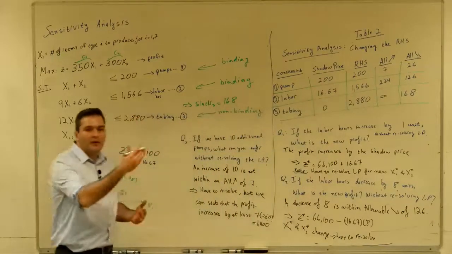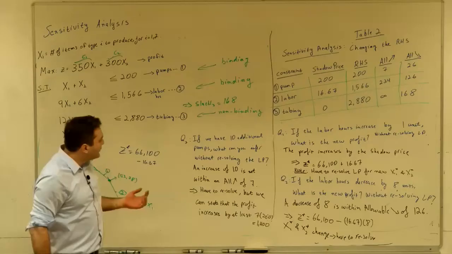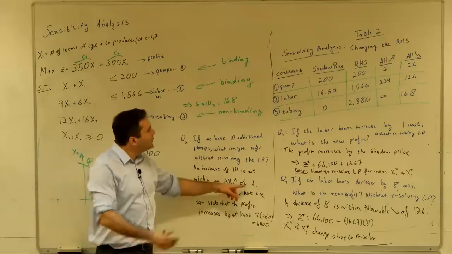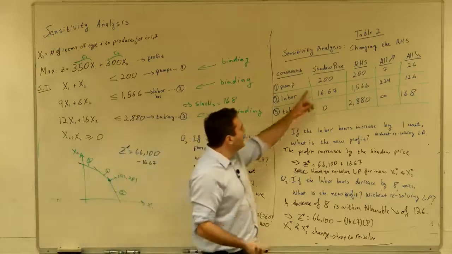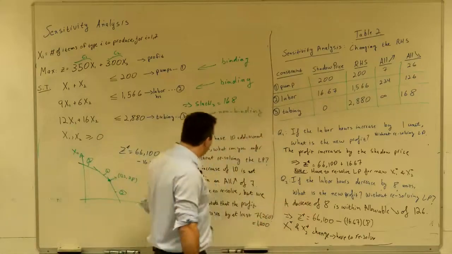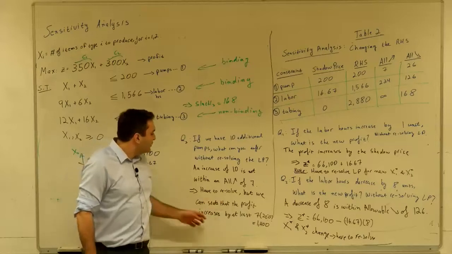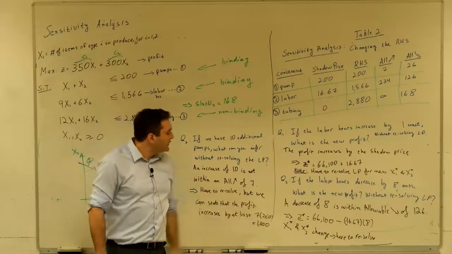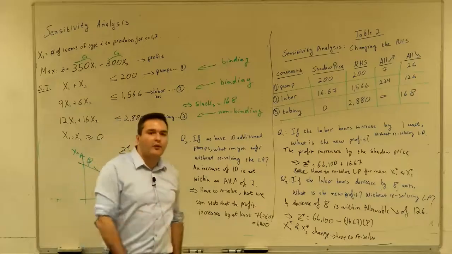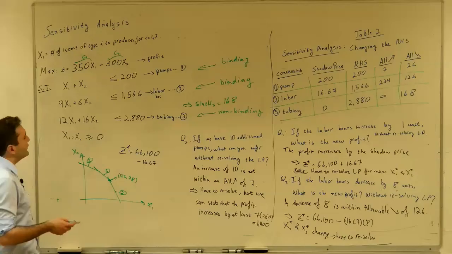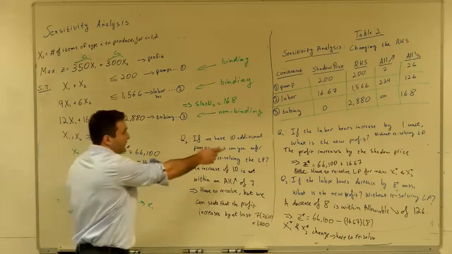Because I have 10 additional pumps, the first 7 I can apply the shadow price to. I can say that we have to resolve, but we can state that the profit increases by at least 7 times 200, which is 1,400.